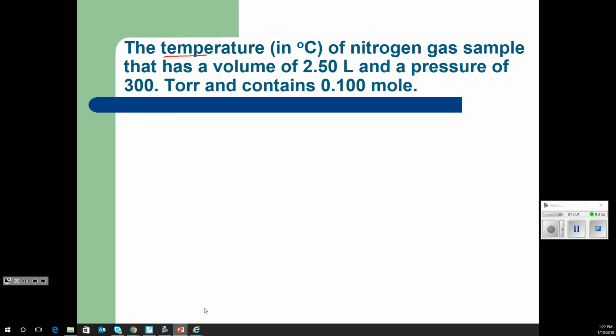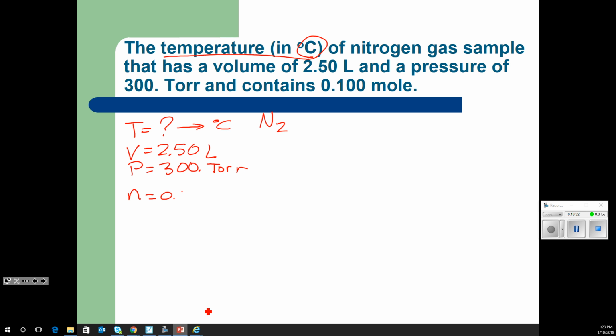Okay, the temperature in Celsius. Ooh. So temperature is a question mark, but I want it finally reported in Celsius. I still have to do the calculations in Kelvin though. Okay, I have to do it in the absolute value scale. Okay, a sample of nitrogen has a volume of 2.50 liters, a pressure of 300 torr, and it contains 0.100 moles. So what law am I looking at again? PV equals nRT, ideal gas law again.